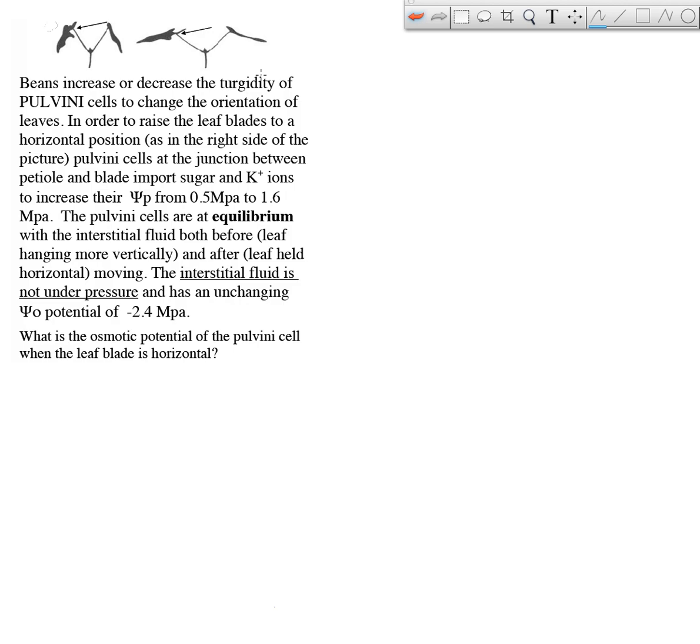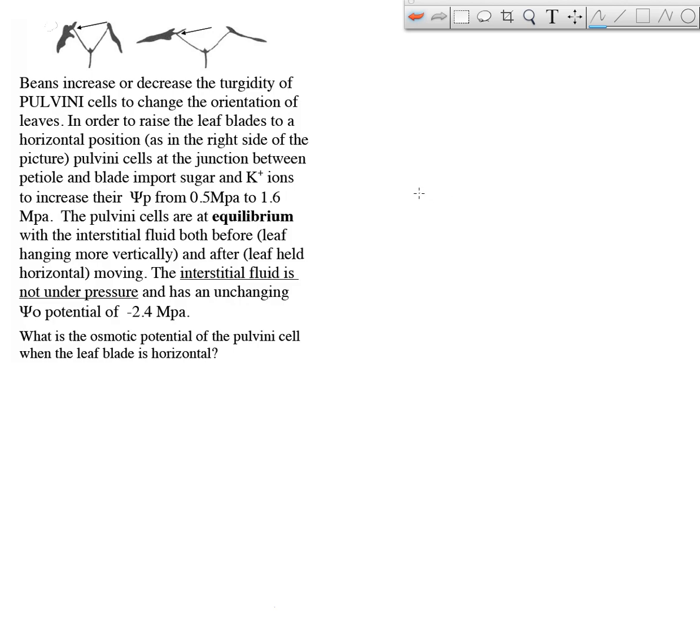So, in this example, it's shown that beans hold their leaves in a vertical position at night, and then change that. They move their leaves into a horizontal position during the day so they can capture more sunlight. Pulvini cells are used to accomplish this. Pulvini cells are located right here at the location where that axis change can occur, and as they expand, the leaf is held in a more and more horizontal position.